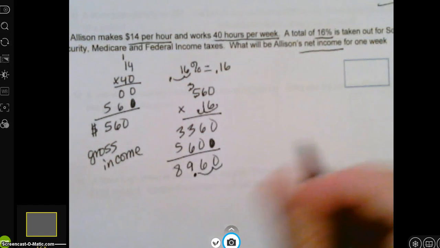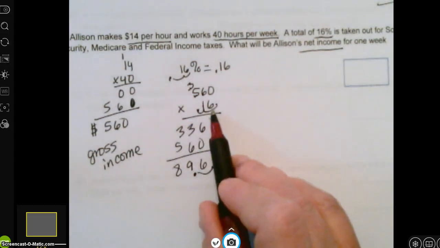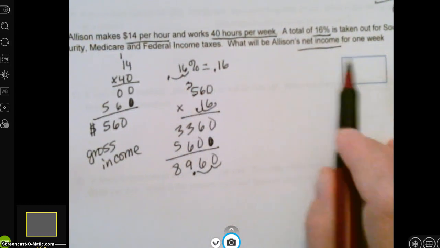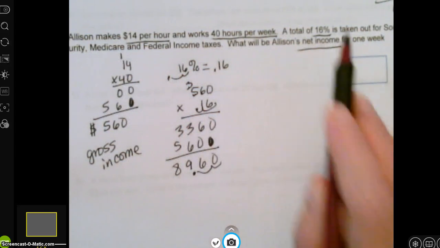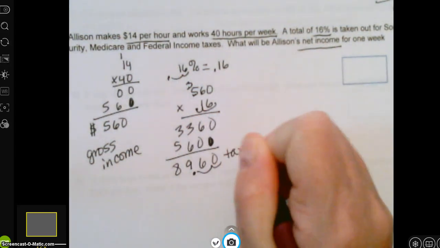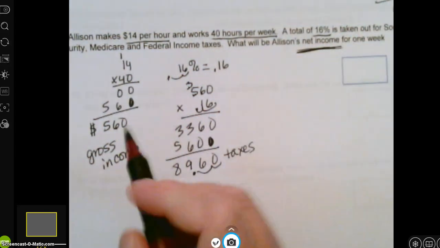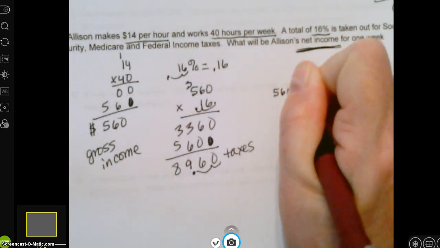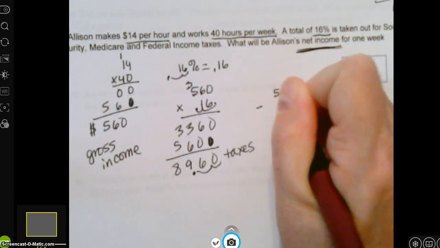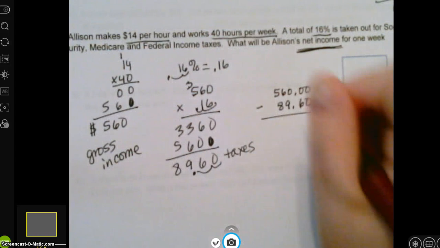So my next question is, what does this number represent? Every time we multiply by a percent, we want to make sure we know what we just calculated. Well, basically, I just calculated the 16%. What does the 16% represent? That represents the taxes that are coming out. Okay? So I want the net income, which means the gross income, take away the taxes. So please make sure you write it this way. Okay, that's how you want to make sure you write it.